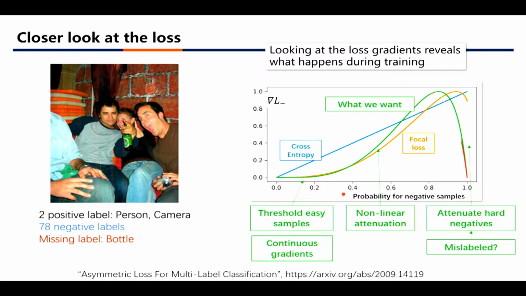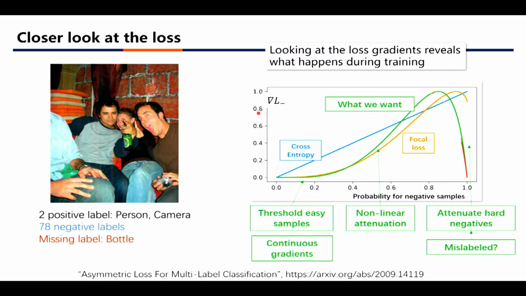It has several properties. First of all, it is continuous. This is important. I should highlight the axes here. On the x-axis is the probability of the negative labels, and the y-axis is the gradient of the loss that we want to have. We're looking at the gradient of the loss because this is the thing that you actually propagate in your network when you do the training.